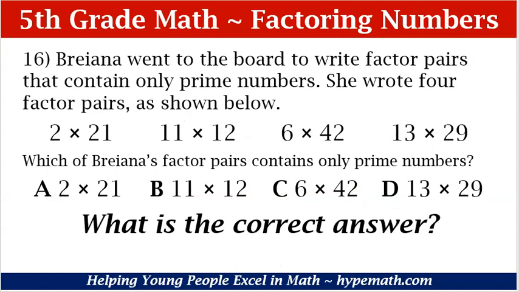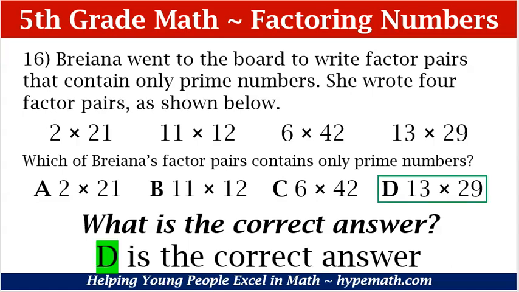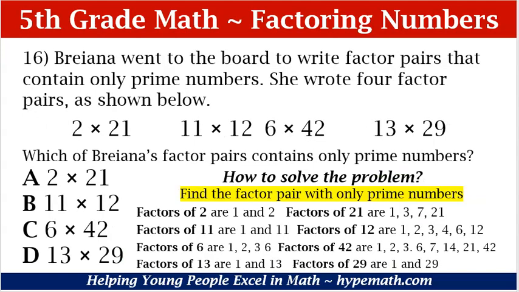What is the correct answer? The correct answer is D, 13 times 29. So let's look at that again. D, 13 times 29, in looking at the factor pairs of both 13 and 29, we can see that yes, both of these are prime numbers because the only factors of these numbers are 1 and itself.